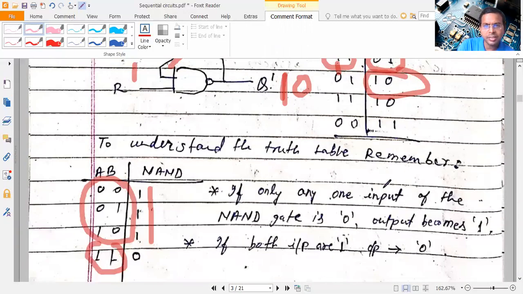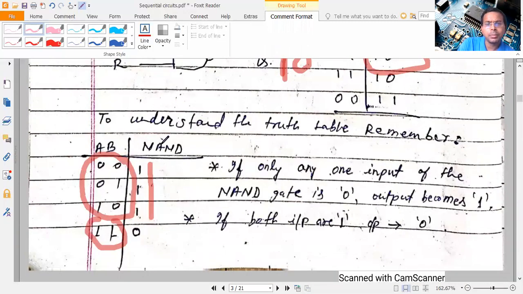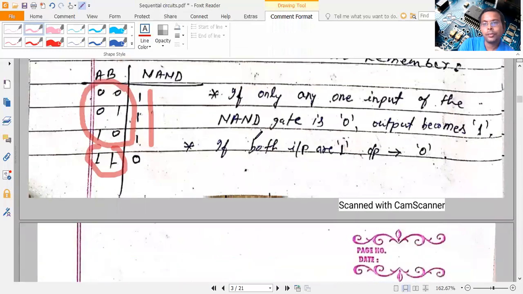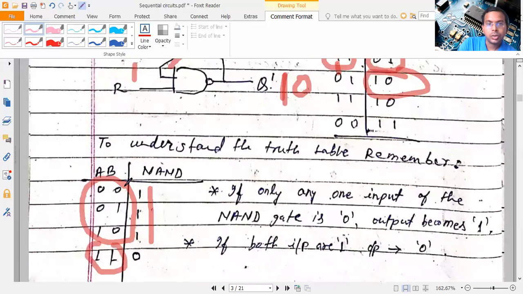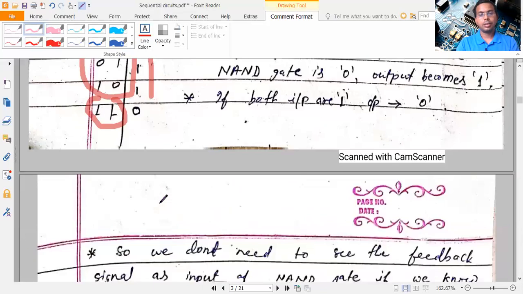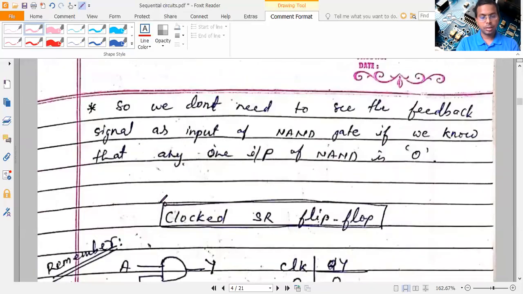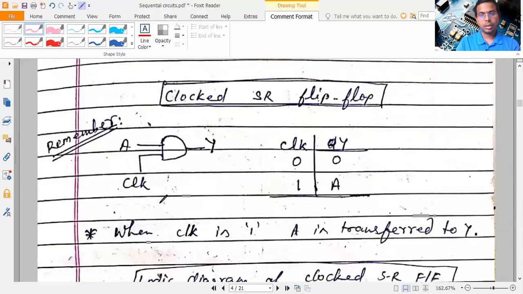So this is the very basic information about the NAND gate. If only one input of the NAND gate is 0, output becomes 1. And if both the inputs are 1, then output becomes 0. So remember all these things and you master the operation of the basic flip-flop, SR flip-flop using NOR gate and NAND gate. Once you master this, you can do clocked SR flip-flop now.